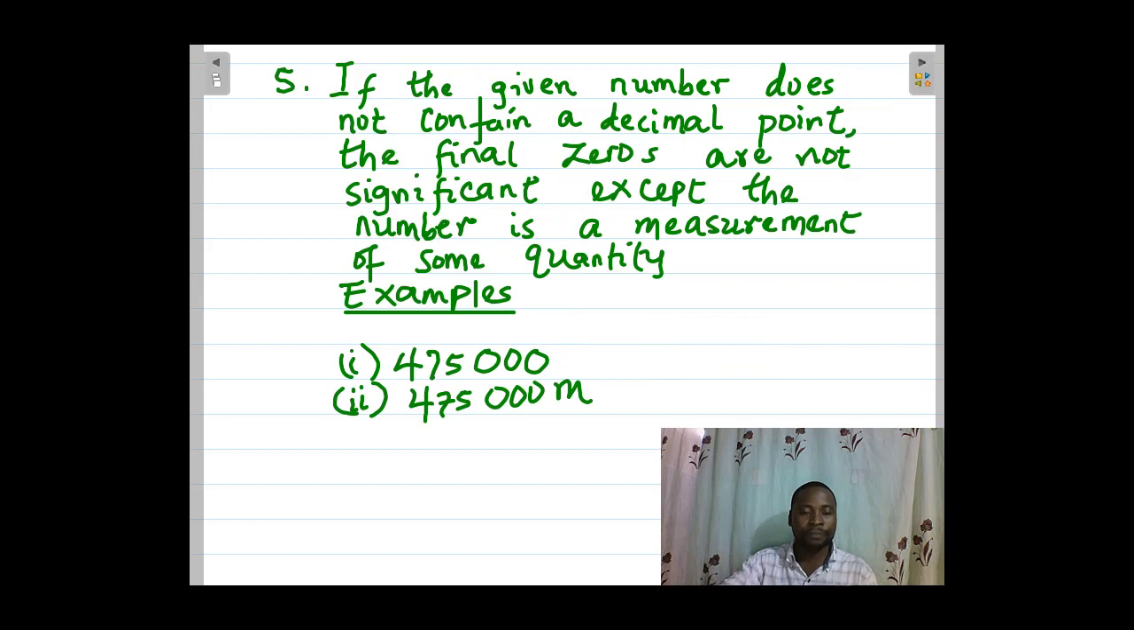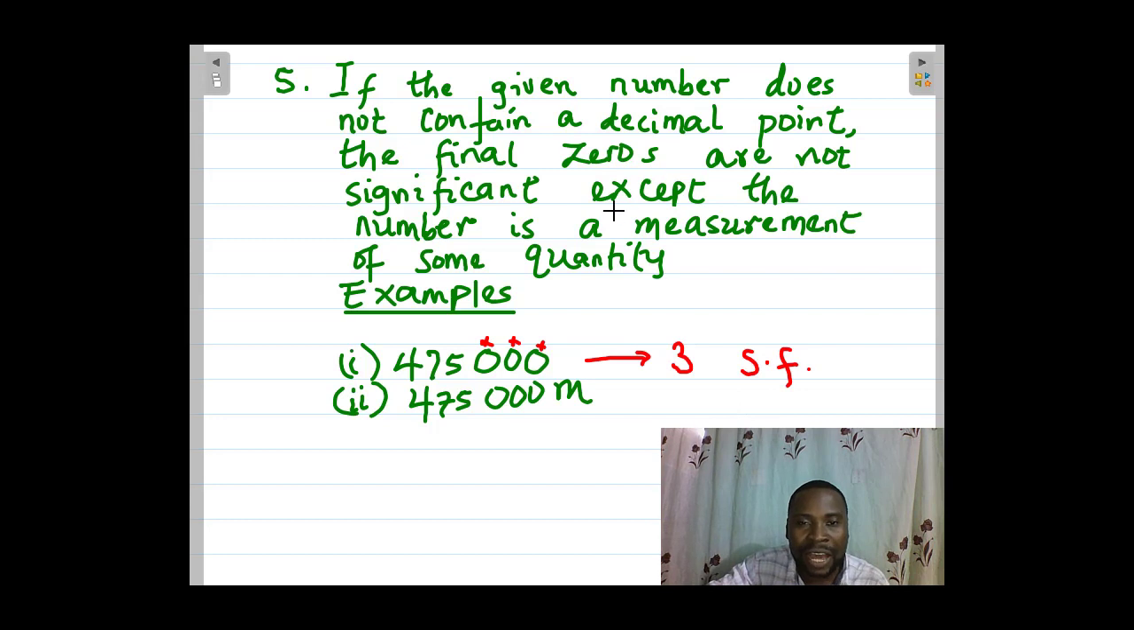Rule number 5. If the given number does not contain a decimal point, like these ones, then the final zeros are not significant. These zeros here are not significant. This is not significant. This is not significant. It means the only significant figures here are 1, 2, 3. So there are only 3 significant figures here.